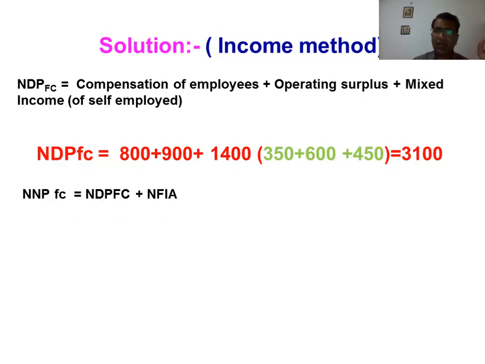Now we will calculate net national product at factor cost, another name for which is national income. NDP at FC is already calculated, plus net factor income from abroad, which is given in negative. So 3100 plus minus 50, so 3050 is net national product at factor cost, or national income. In this way, we calculate national income by the income method. First step is to calculate NDP at FC. Then the second is net national product at factor cost.